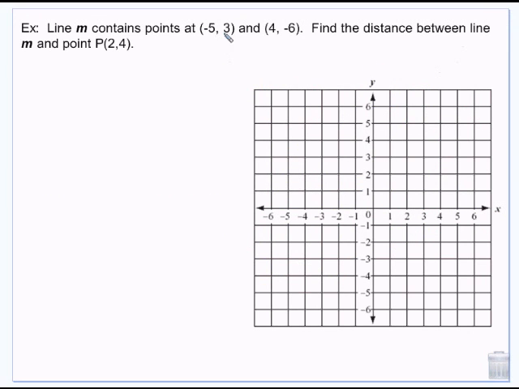Okay, line M contains points at -5, 3, and 4, -6. So first I'm going to go, okay, -5, 3, and 4, -6. And I'm going to draw the line because that's what I do. And through the magic of computers, I'm extending it. Okay. All right, so this is line M. Point P is at 2, 4. So I have this point out here hanging out, and I want to find this distance.